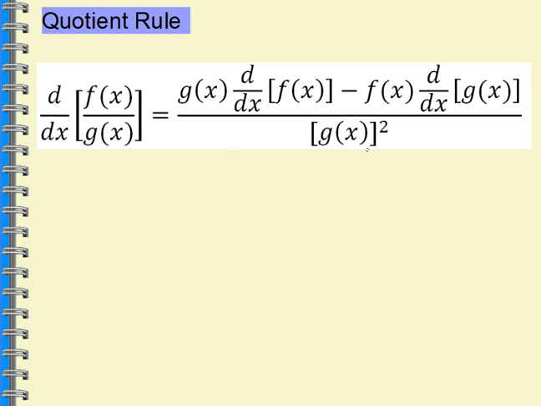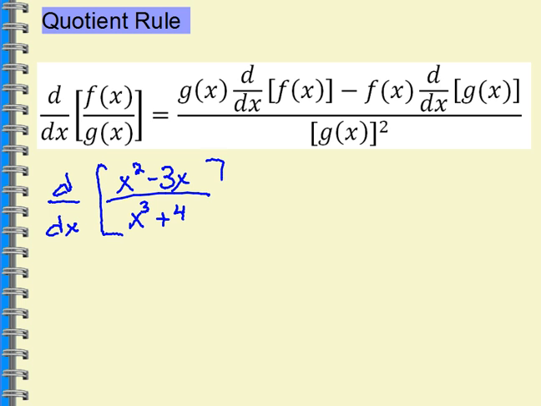Okay, so this is the rule that we have to follow anytime we have a quotient of functions that we want to take the derivative of. So let's look at an example here. Let's say we want the derivative of a function, and let's have x squared minus 3x all over x cubed plus 4. Here's our function, and we want to take the derivative of that with respect to x. What this tells us is that we take the bottom function, x cubed plus 4, and we multiply it by the derivative of the first, which in this case is going to be 2x minus 3.